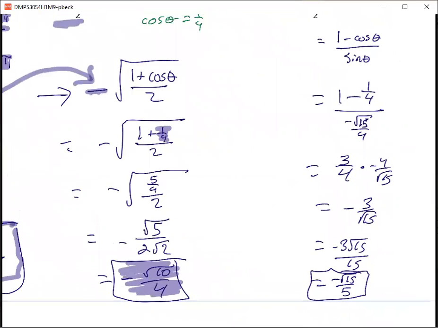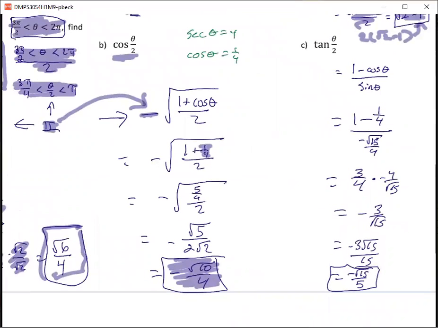And the tangent of theta over 2, if I do this as 1 minus cosine over sine, I get this overall expression. So the tangent of theta over 2 should end up being the sine of theta over 2 over the cosine of theta over 2, which it is when we reduce that. I'm not going to go through the whole reduction of that, but it will end up being that. So 1 minus 1/4 is 3/4. I multiply by the reciprocal here. So I get -3 over the square root of 15, which I reduce like so.